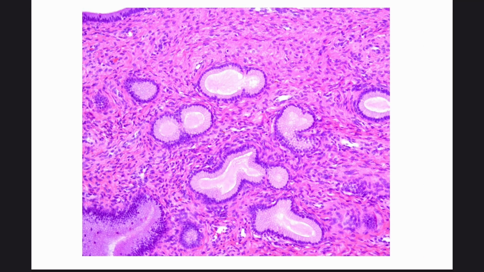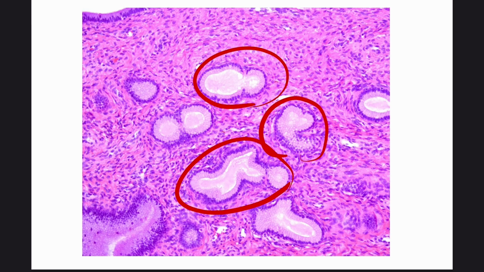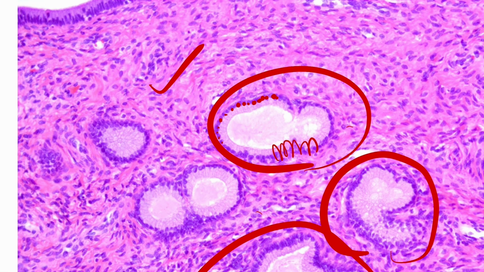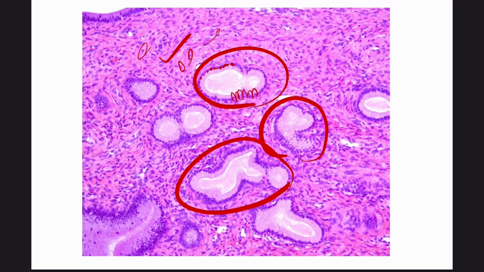This is the high-power view of an endocervix showing you glands. These are the endocervical glands lined by simple columnar epithelium, and the nucleus is basally located. They have dark, basally oriented nuclei. And the stroma is densely fibrous. These are the fibrous component, the fibroblasts.